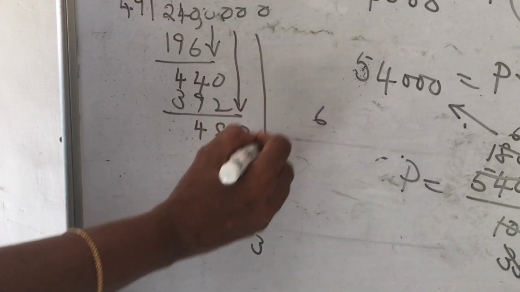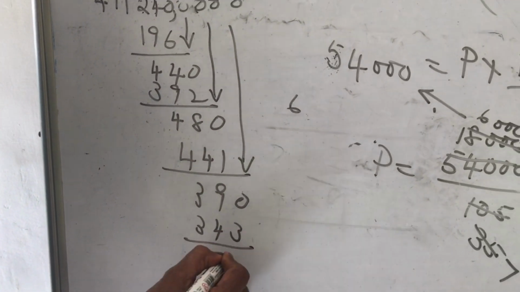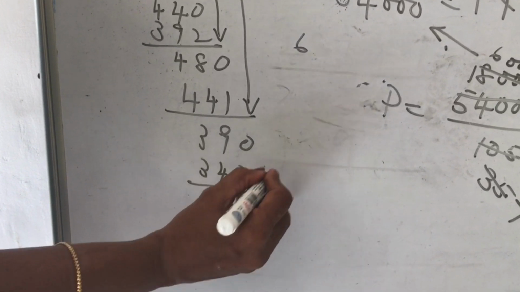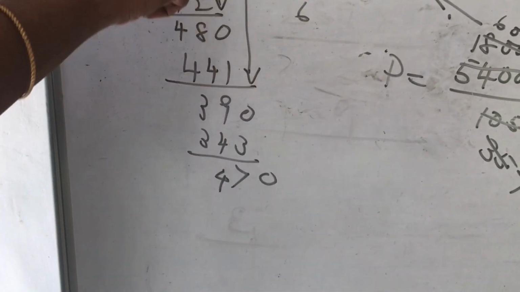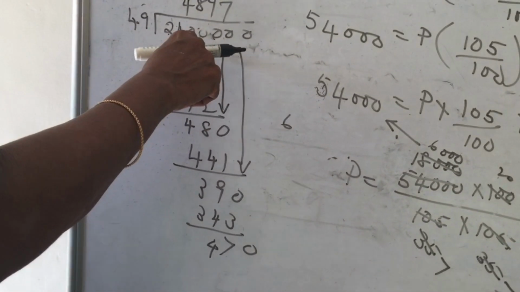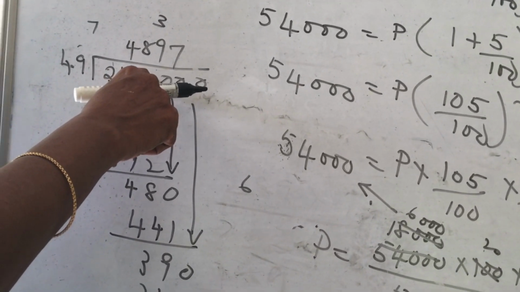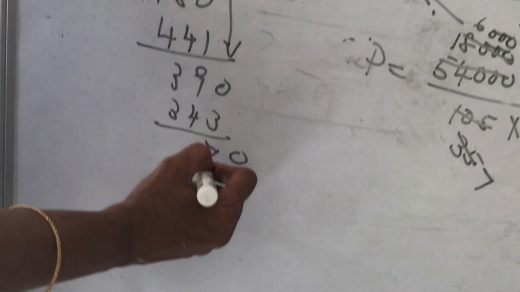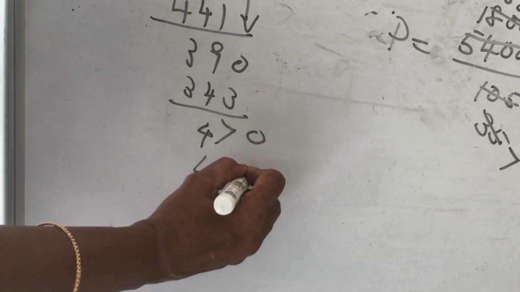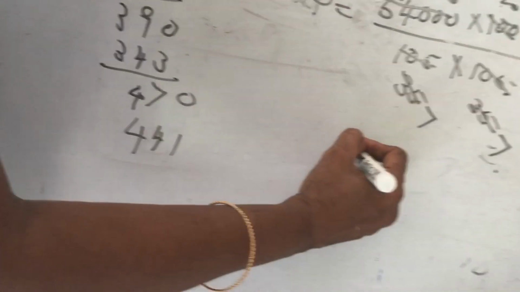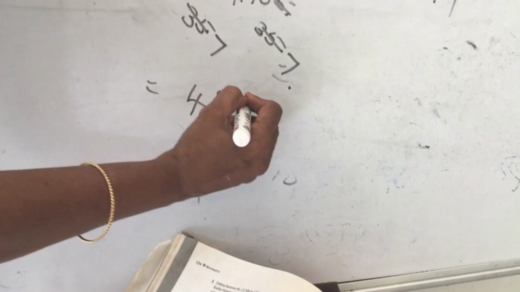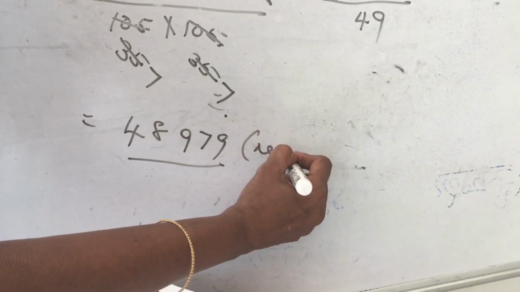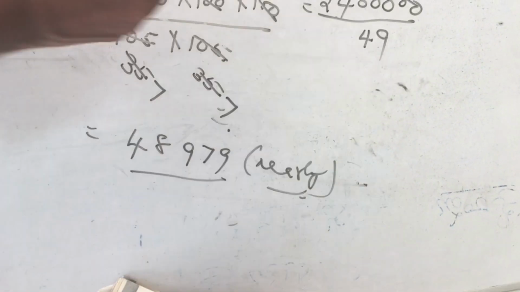7 4s are 28 plus 6, 34. 8 take away 4 is 4. Bring down the next 0. 1, 2, 3, 4, 5. How many times? 441. Yes, it is nearly 48,977 nearly. You need not find the decimal value.